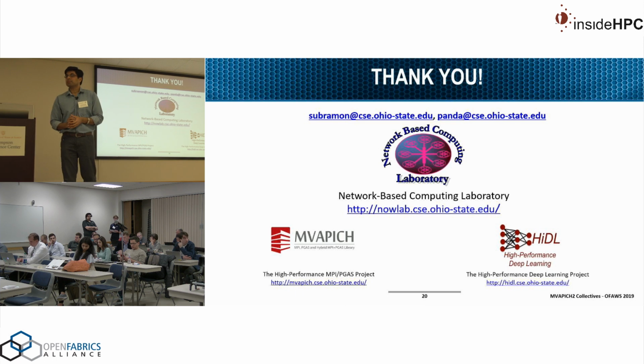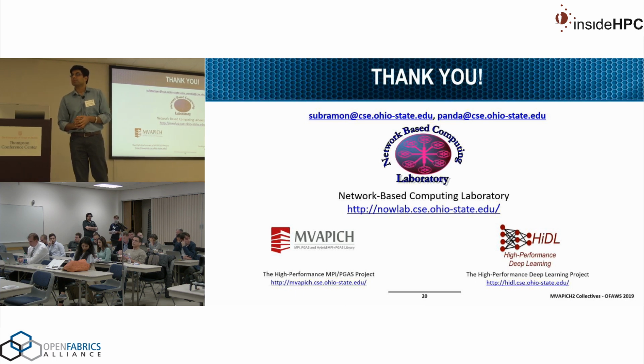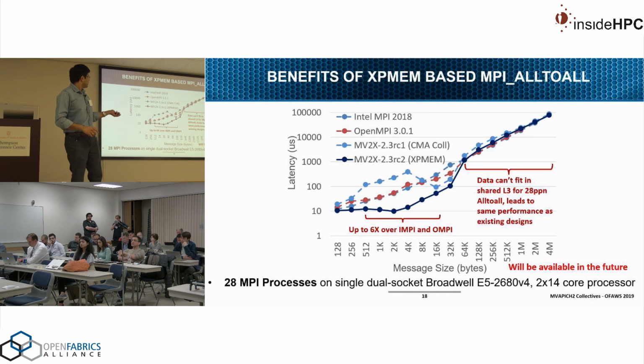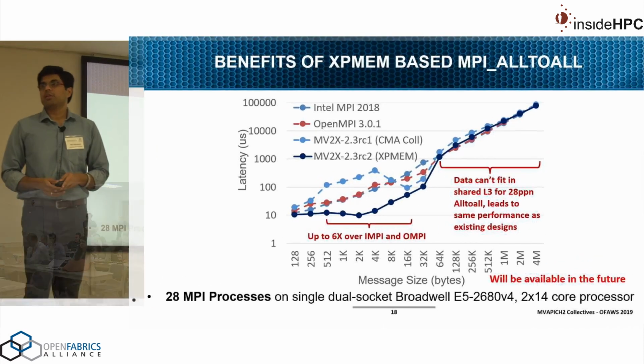Do you have any preliminary data on multi-socket Xeons? All of these were taken on multi-sockets. All the results that I showed here were taken on dual socket Broadwells. So 2 sockets, 14 cores per socket.